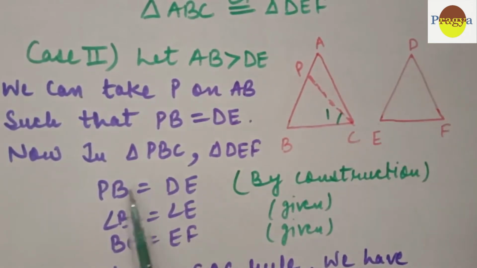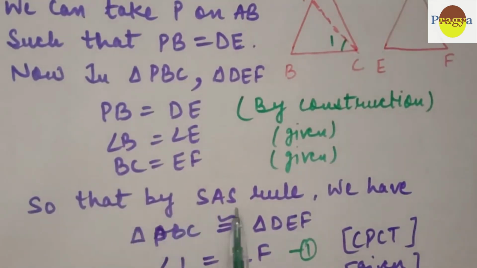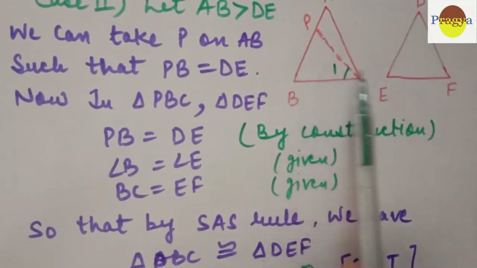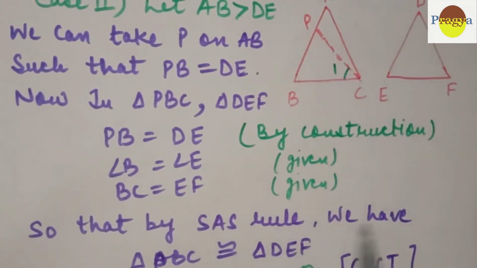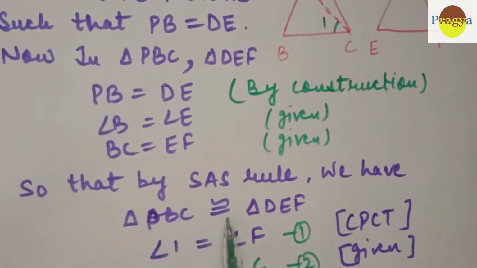In these two triangles, PB is equal to DE by construction. Angle B and angle E are equal, given. BC is equal to EF, it is already given. So by the SAS rule, definitely SAS rule, PB, DE, angle B, angle E, BC, EF, we have triangle PBC congruent to triangle DEF.